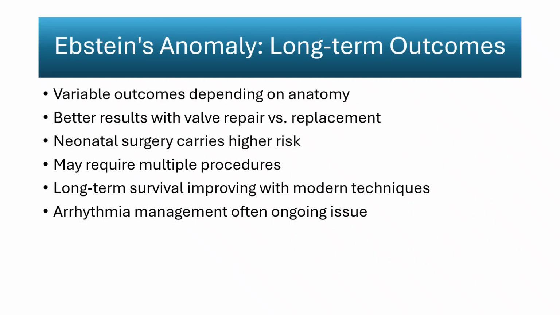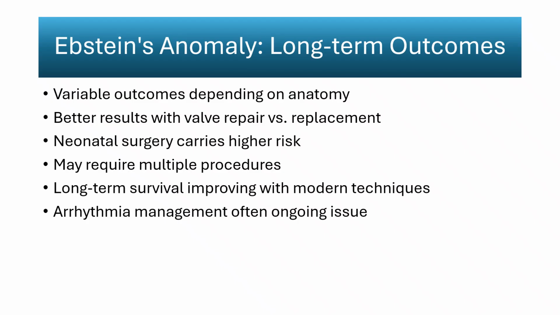The long-term outlook for Ebstein's anomaly is highly variable and shaped by the severity of tricuspid displacement, degree of regurgitation, and size of the functional right ventricle. Patients who undergo valve repair generally achieve better results than those requiring valve replacement, as native valve preservation maintains growth potential and reduces prosthesis-related complications. Neonatal surgery, while sometimes unavoidable, carries higher operative risk and often necessitates staged or palliative strategies rather than definitive repair.